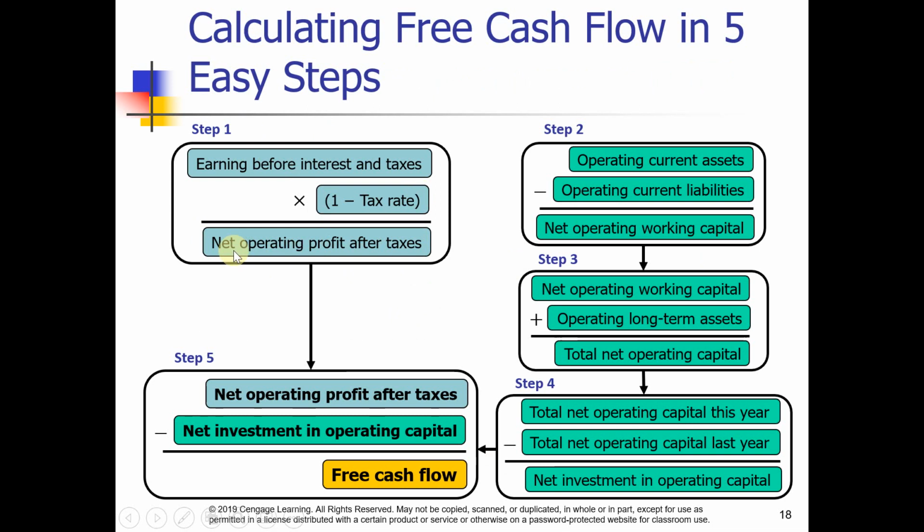So that's the kind of money that is available in some ways to investors, but not all of it, because to run the business smoothly, you have to make minimum investments. So from that, you subtract net investment in operating capital. If you subtract all the investment required to run the business smoothly from the net profit after tax, you get to free cash flow, and this is the money you can say is available to investors. Okay, so how does that work?